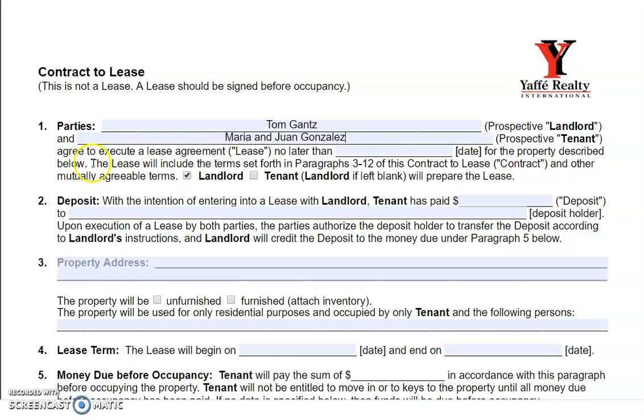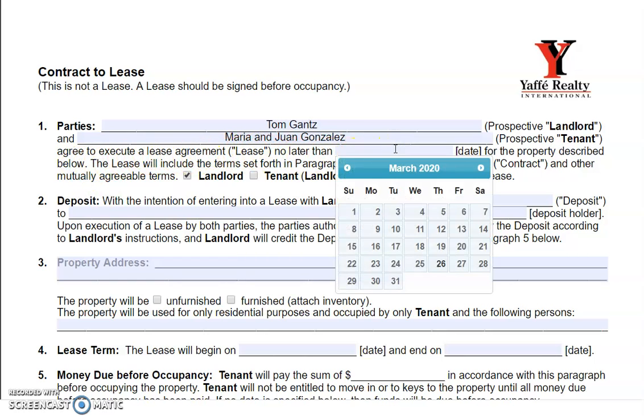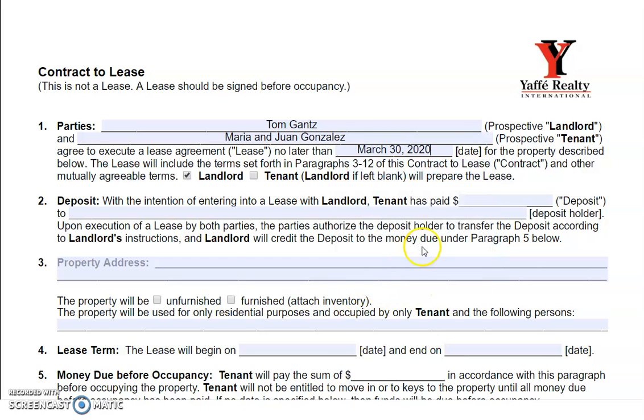And here we put "agree to execute the lease agreement no later than," and here we are telling the other party, the listing agent, when we expect to have this contract to lease signed. As this is a weekend, I'm going to put on the 30th.